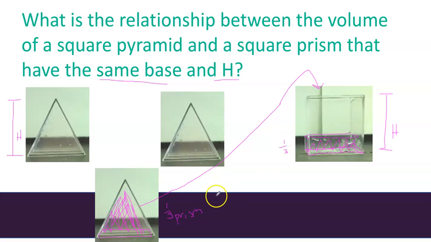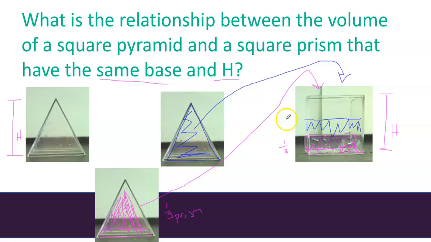And then I'm going to transition to a new color. I'll use blue for this one. Let's say that I filled this square pyramid with blue water. So pretend like it's completely filled with blue water. I bring it over here and I pour it into this square prism, and another 1/3 is going to be filled in this prism. So another 1/3. So now we have 2/3 of this prism filled. So this square pyramid is 1/3 of that prism.